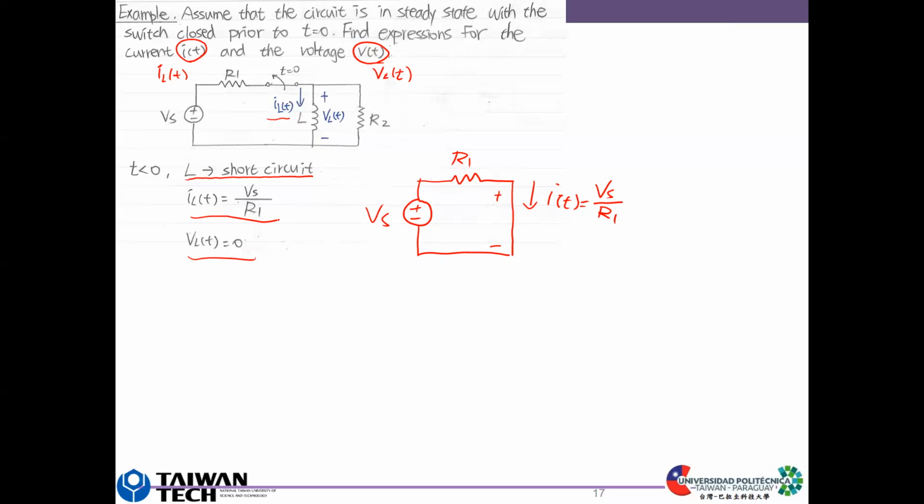But after t is 0, the switch becomes open and it becomes a discharge. This is R2, this is positive, minus v_L(t). We have this i_L(t), and it becomes discharge mode. So t is smaller than 0 is steady state, and when t is larger than or equal to 0, this is discharge.